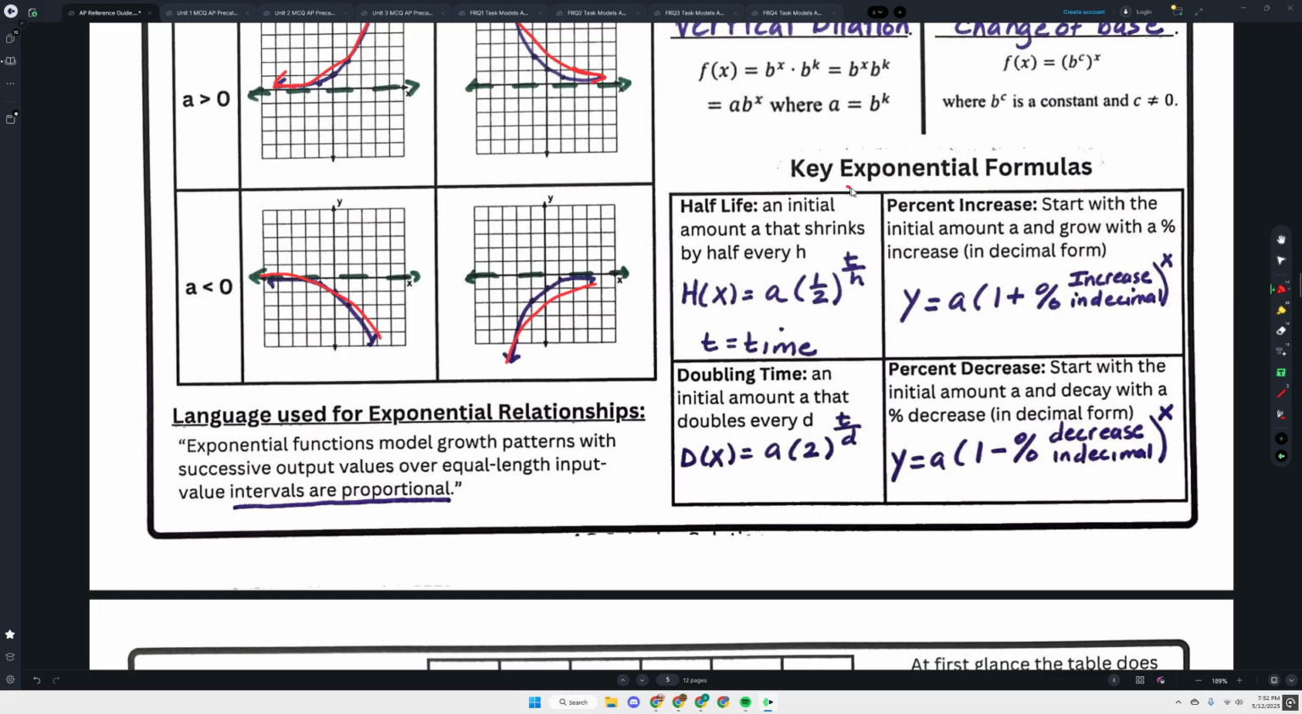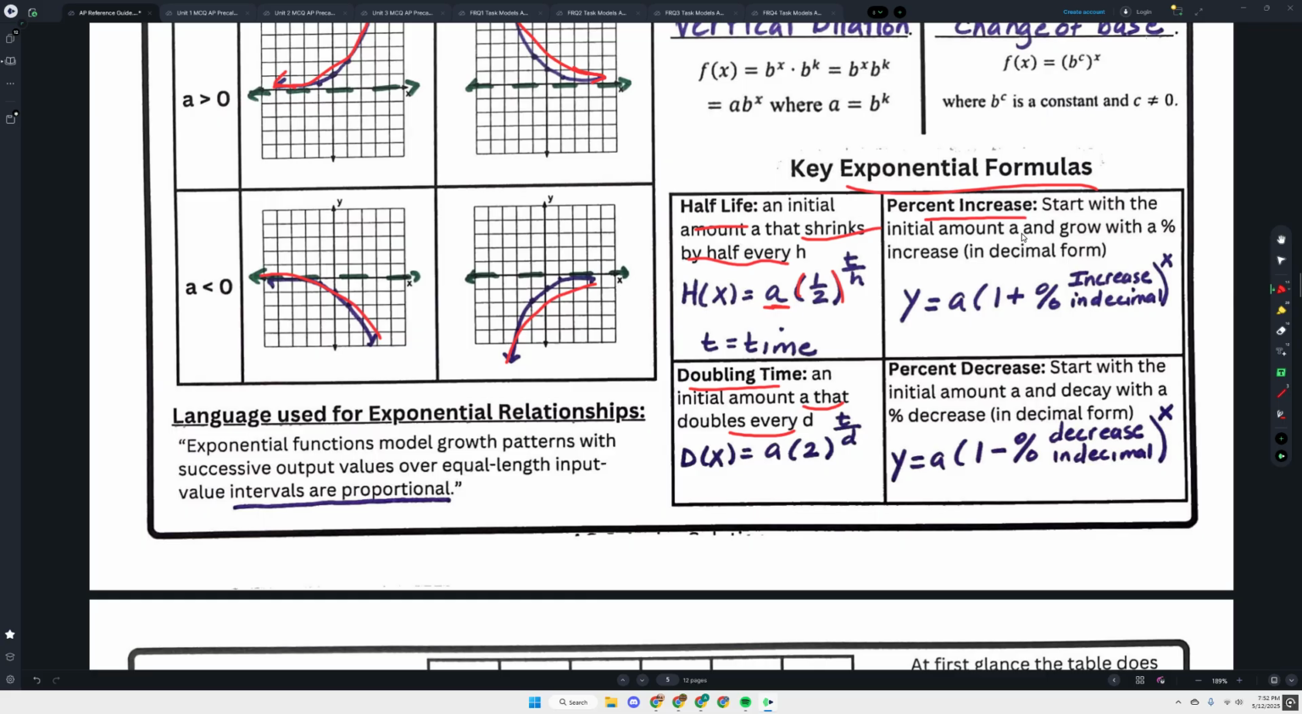Next, some key exponential formulas. Half-life is an initial amount that shrinks by half every h. So you would start with your initial amount, and you have 1/2 to the t divided by your amount of days. Doubling time is an initial amount a that doubles every day. So pretty much the opposite of half-life.